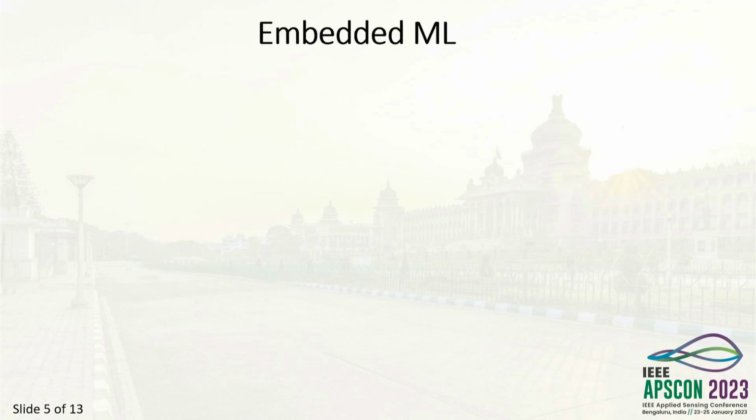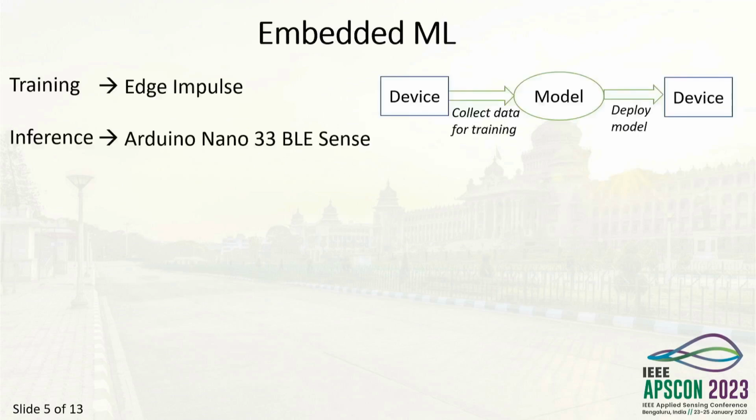So the embedded ML is a 2-stage process, training and inference. In this project, I have used open source platforms, Edge Impulse and Arduino, for completing this device. So Edge Impulse is for the training purpose, and the inference is on our device, which is Nano 33 BLE Sense.